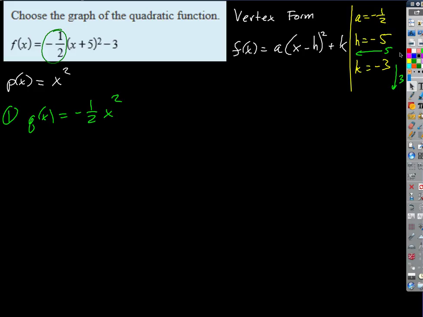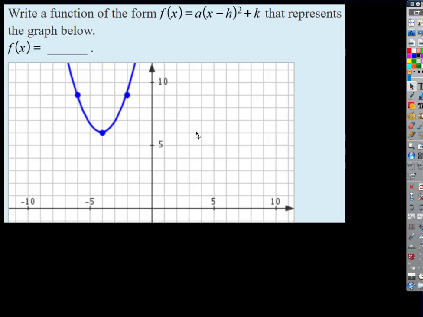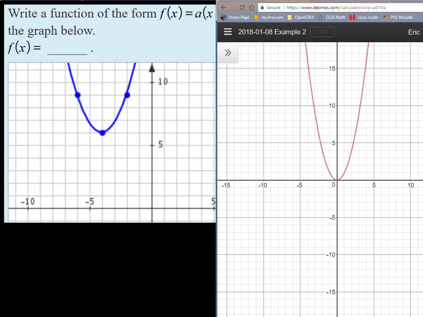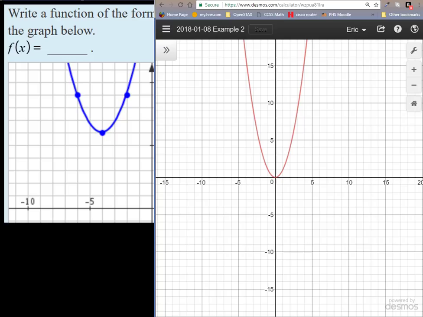Next one. Okay, how about this guy? We're going to go backwards. So this time we're starting with the graph of the function, and we want to write the function that corresponds to that. Just like before, let's start with our parent graph.